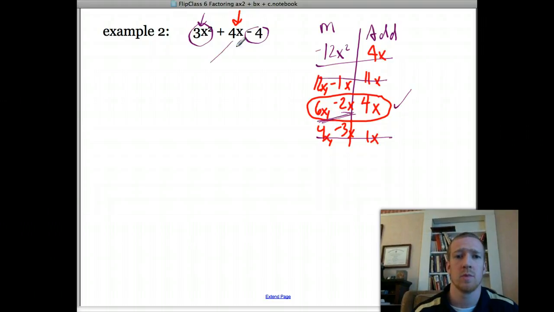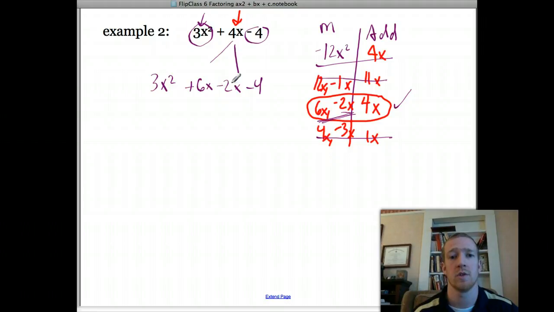So that means we're going to split this up into two pieces. So we still have our 3x squared, and we have our plus 6x and minus 2x and minus 4. Now remember, it doesn't matter whether negative 2x goes here or goes there, just as long as you break it into those same two pieces. And now we're going to factor by grouping.